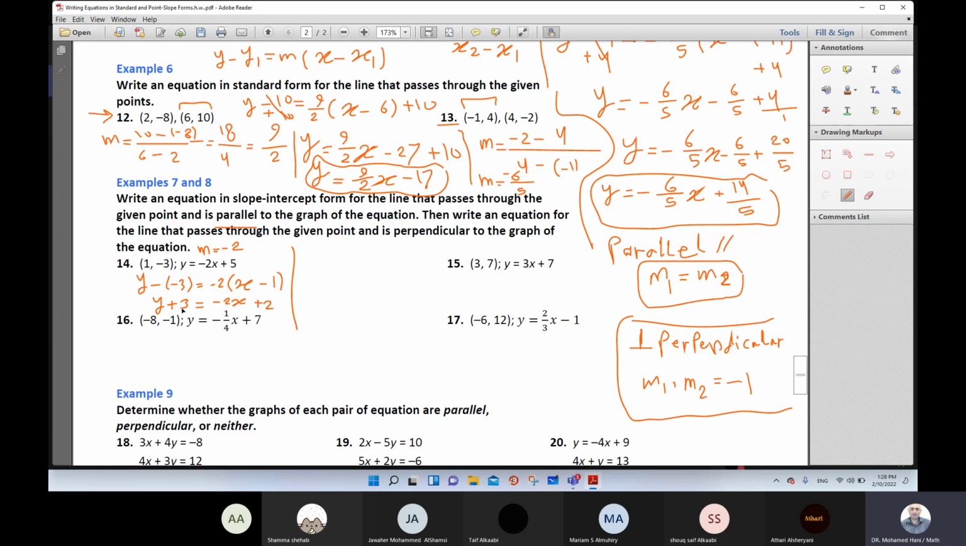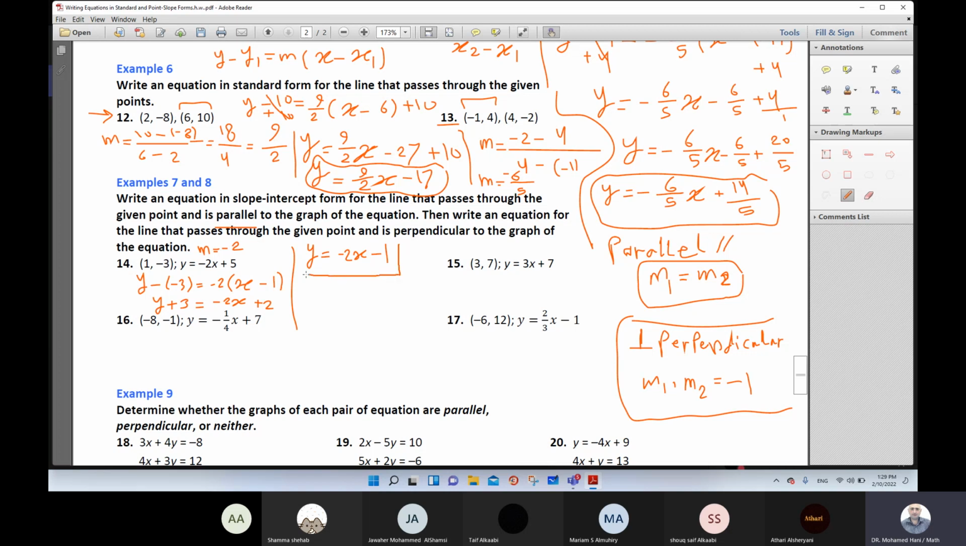Then we want to remove the +3 from this side, so you can add the inverse, -3, to the two sides. So here remains y equals -2x. Now, plus 2 and -3 will be -1. And this is the second line which is parallel with this line.